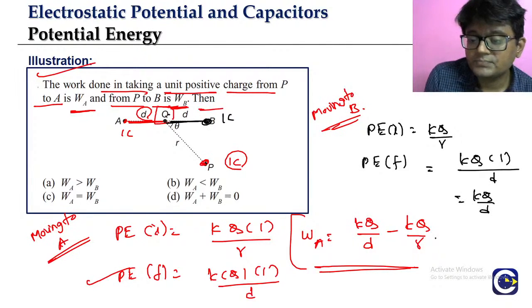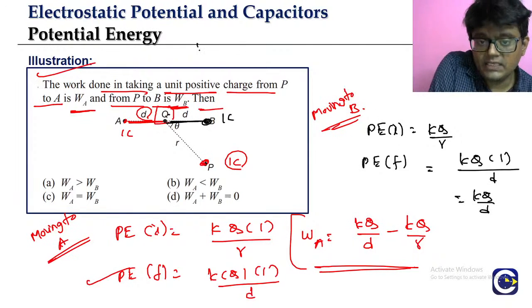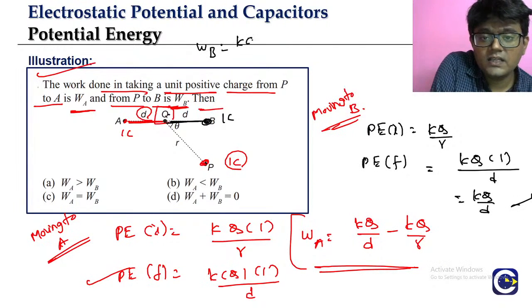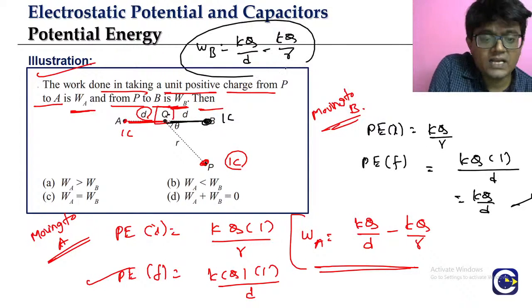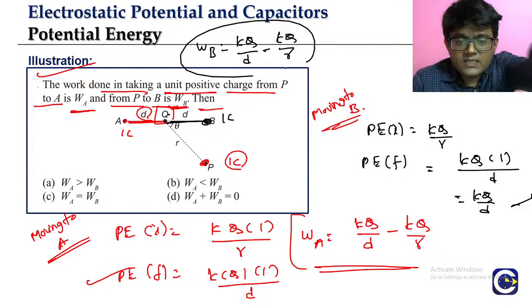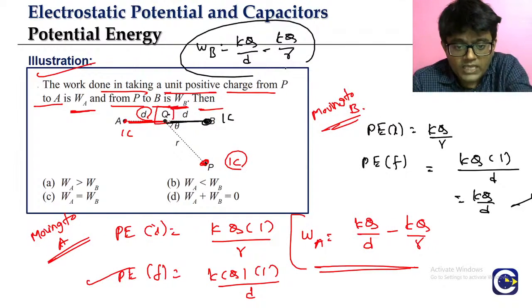KQ by D. So work to be done to take it to B is final KQ by D minus initial. Both are the same. Work to be done to take it to the point A will be the same as work to be done to take it to the point B.